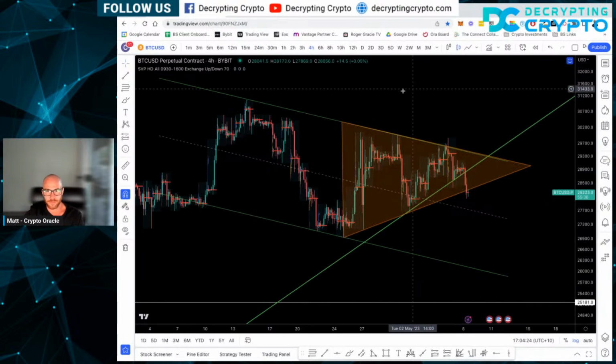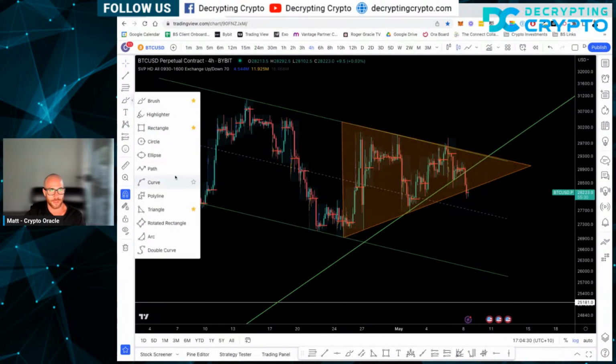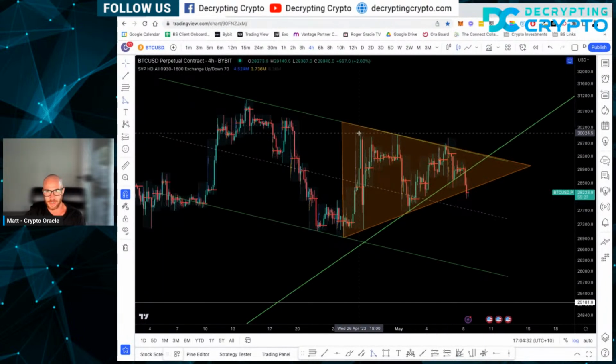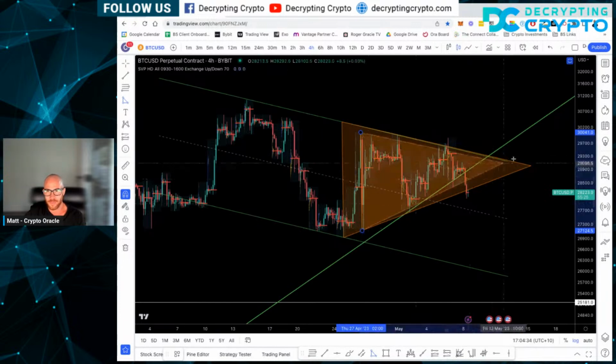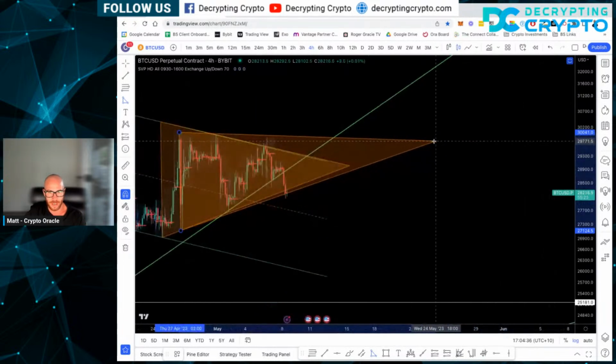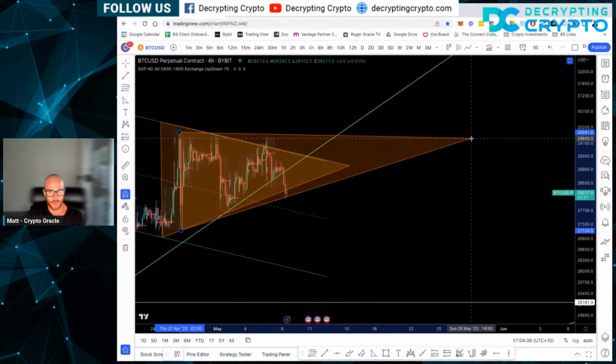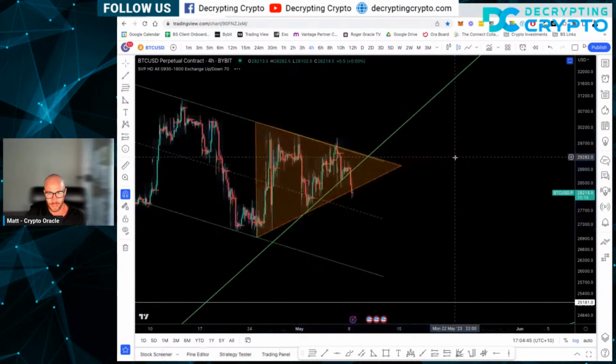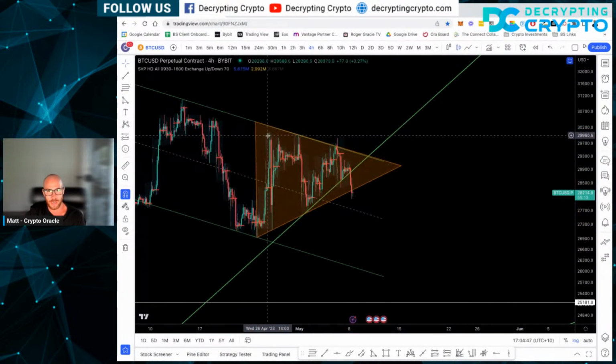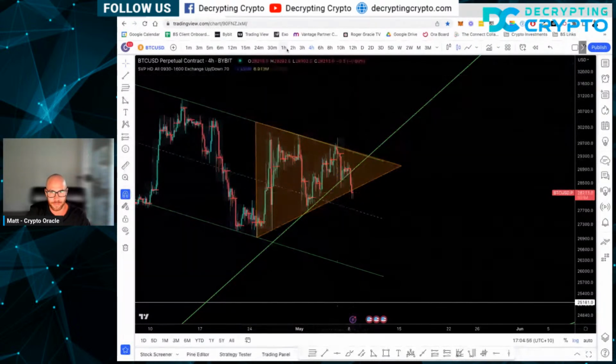Now we do have a potential different triangle as well. Let me get my drawing tools. We can also draw a triangle from here to here and create a bit of an ascending triangle. It's a little bit too big. I mean, we didn't really get three taps to the top side. These have been lower highs. So Bitcoin is obviously struggling to break back above that $29,800, $29,900 mark. And now that we've broken below this triangle, it's a little bit bearish.